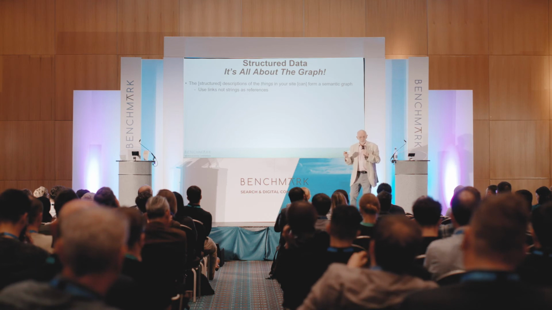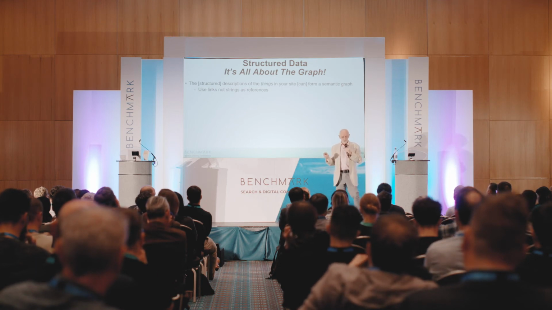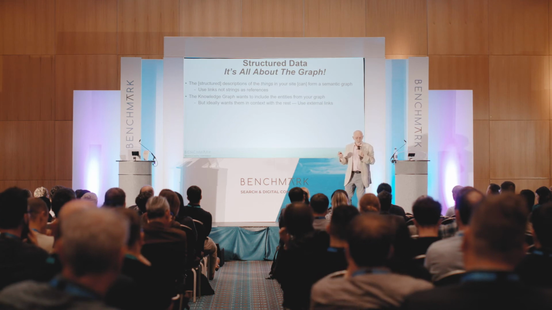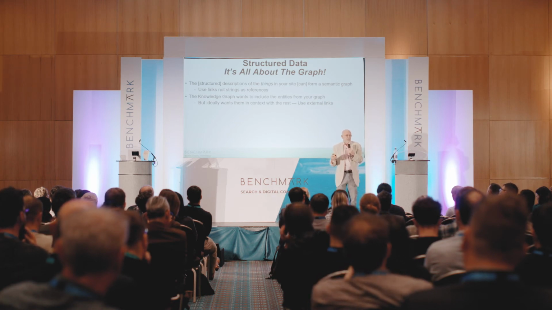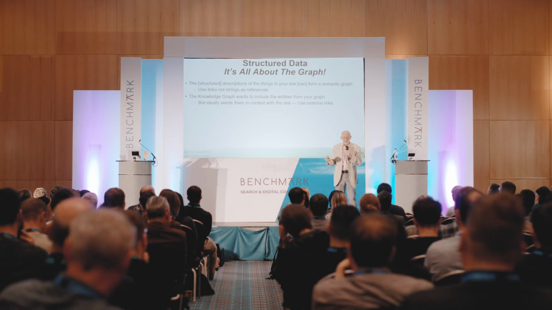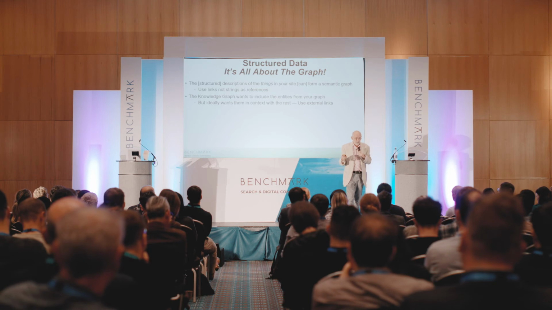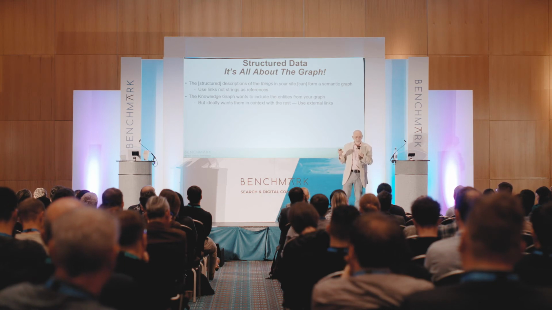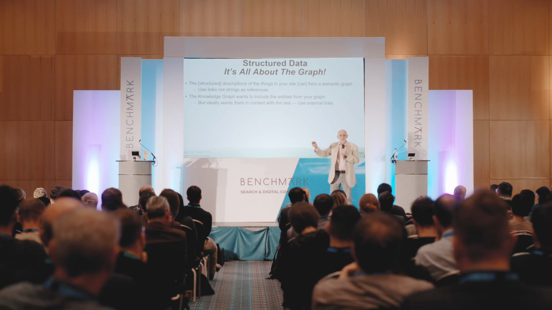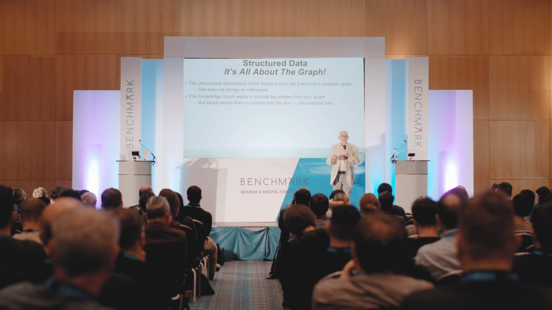Use links between the entities as references, not strings. The knowledge graph wants to include your entities from your graph. I mean, the ambition is to have the whole planet described in knowledge graphs and search indexes. So they want your data, but ideally want it in context with the rest of their world. So if you've got a place, link to a better description of it. If you've got an organisation, link to the Wikipedia page for that organisation.